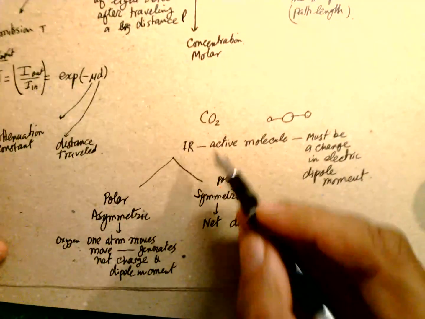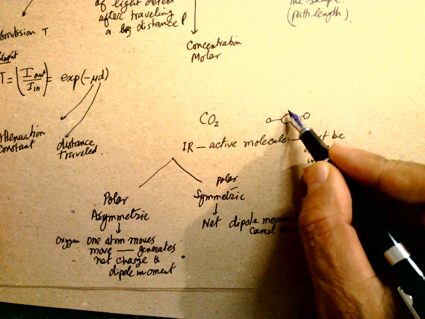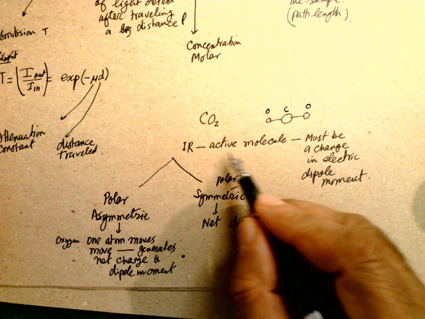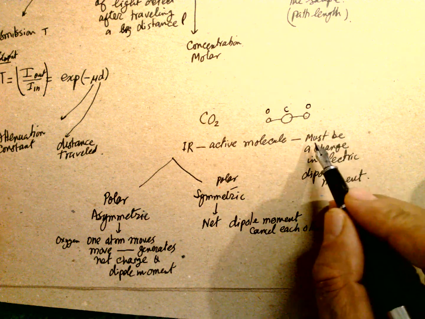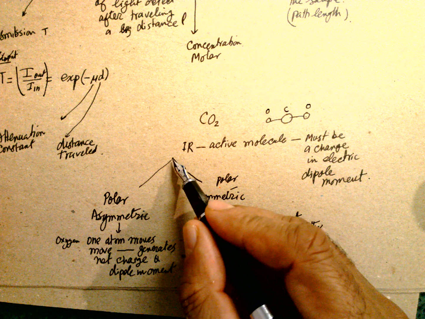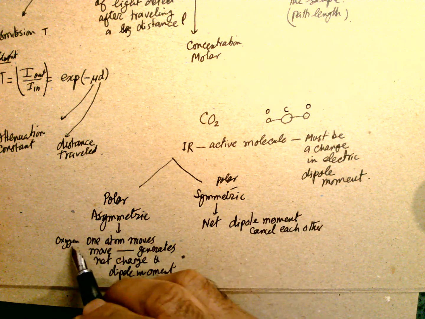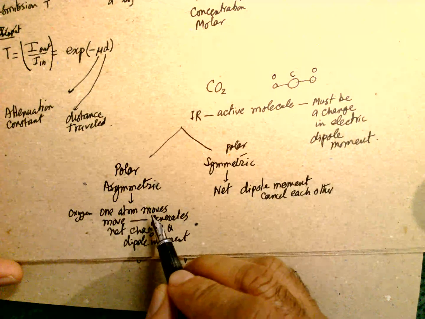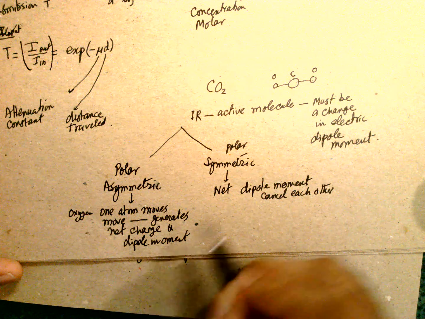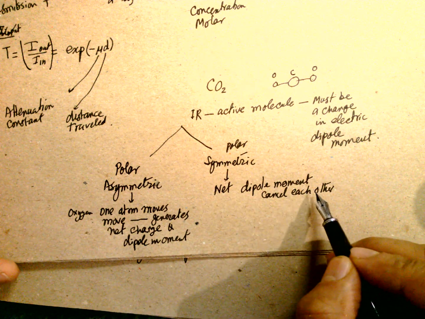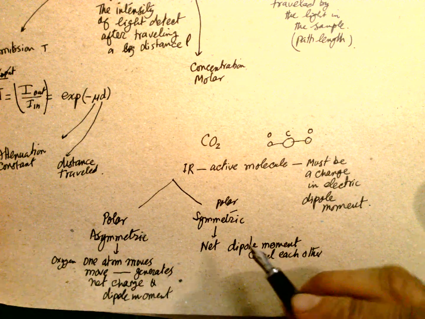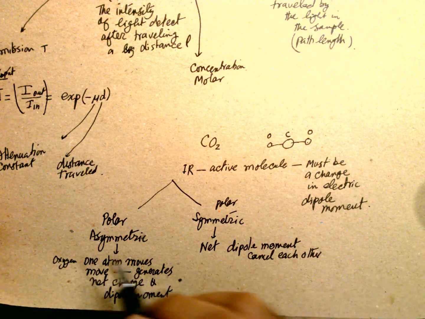Take CO2, this is carbon, and this is oxygen, and this is oxygen. This is an IR active molecule. An IR active molecule must have a change in electric dipole moment. Change in dipole moment, this is polar, that is asymmetric. So one atom moves and generates a net change in the dipole moment. If symmetric, the net dipole moment cancels out. So this is polar and nonpolar. In a nonpolar molecule, the net dipole moment is zero.